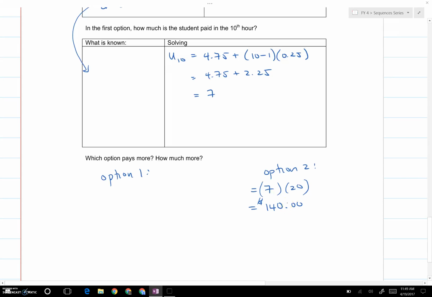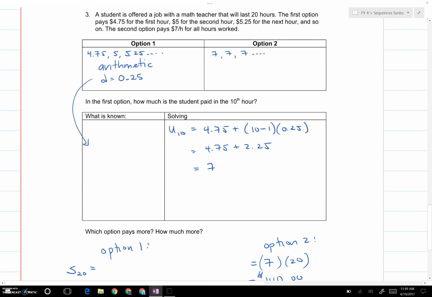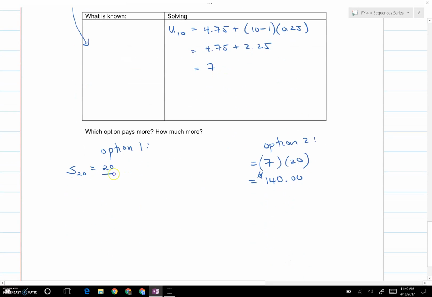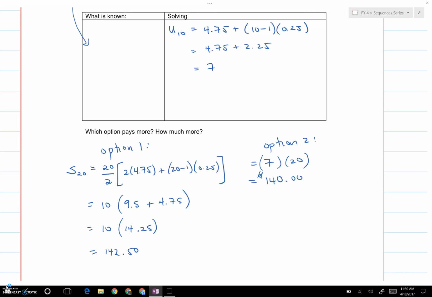Now, we need to figure out option 1. Because this is an arithmetic formula, I can use S20. I'm going to use the long formula because I don't know how much the student earned in the 20th hour. So I'm going to do 20 over 2, times 2 times 4.75 plus 20 minus 1 times 0.25. Again, handy dandy calculator or mental math. So once I do my number crunching here, I showed a few more steps than I needed to, but it's just so that you can check your work as you go along.